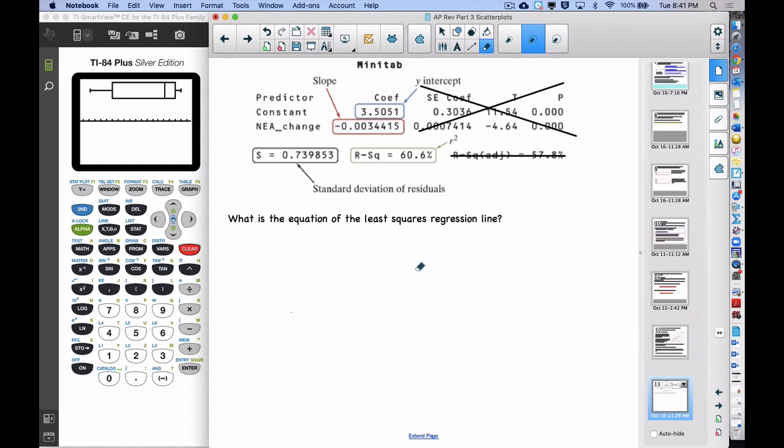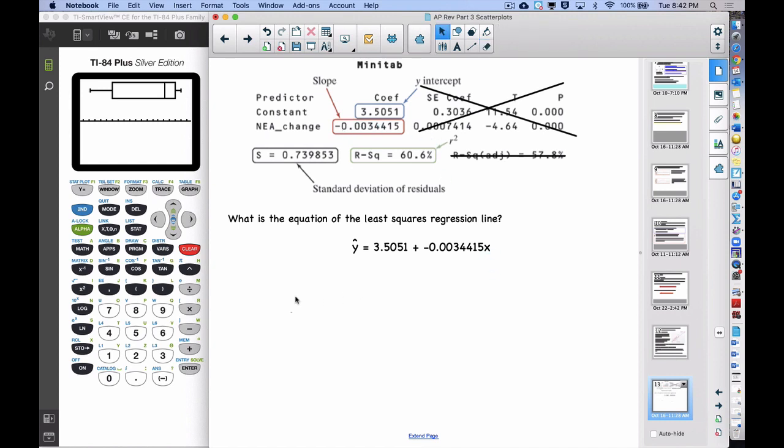So the most likely thing you'd have to do from computer output would be either to find R squared, which you have right there, or write the equation of the least squares regression line, and then we're just filling in y hat equals my y-intercept, the constant coefficient, plus the slope, which here the slope is negative, times x.